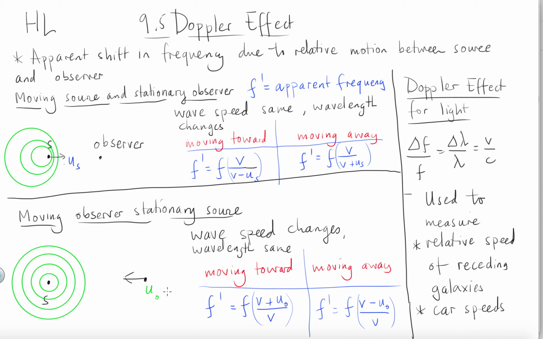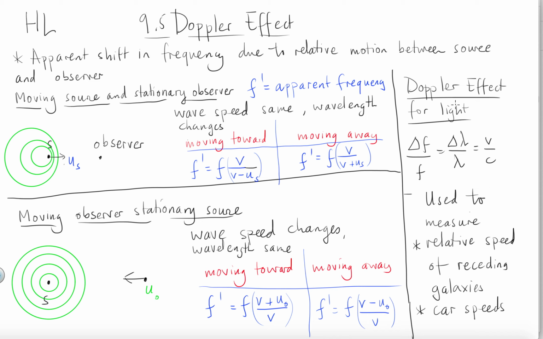u0 here is the speed of the observer, and when the observer is moving away from the source, we'll have this equation. So when the observer is moving towards the source, there'll be an increase in the pitch, an increase in frequency, and when it's moving away, there'll be a decrease in frequency.